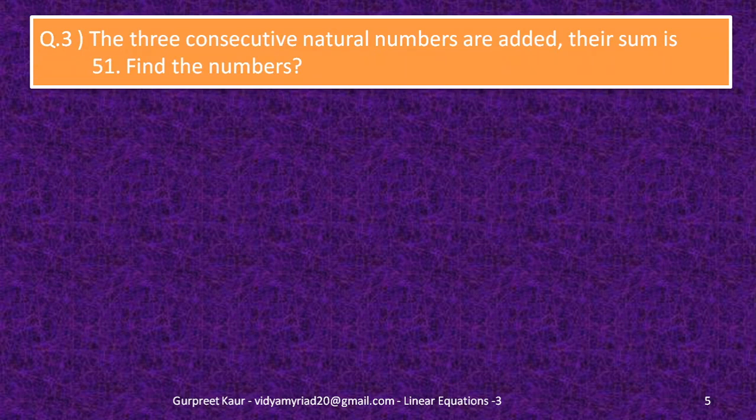Next, question number 3. The 3 consecutive natural numbers are added. Okay, before we go further, I should know the meaning of consecutive. What is consecutive? One after the other. For example, I say 1, 2, 3, 50, 51, 52, 17, 18, 19, 75, 76, 77. They are coming one next to one another.